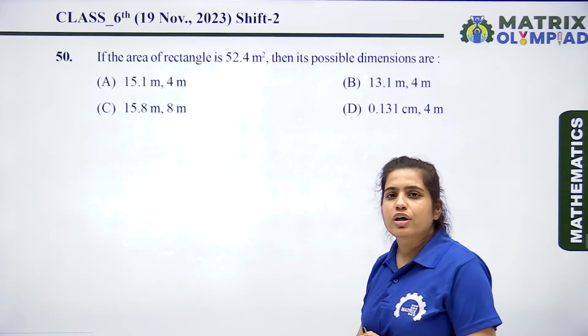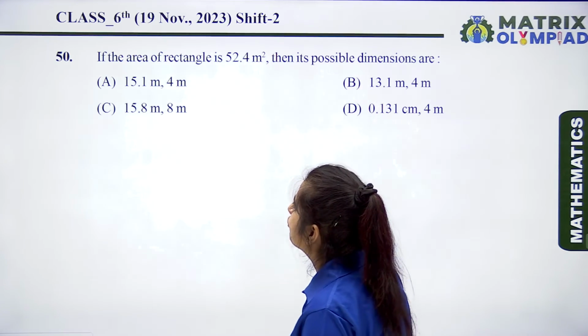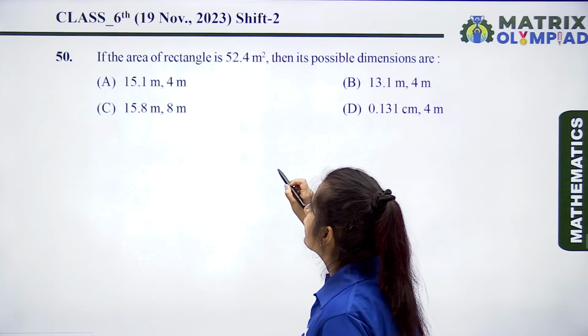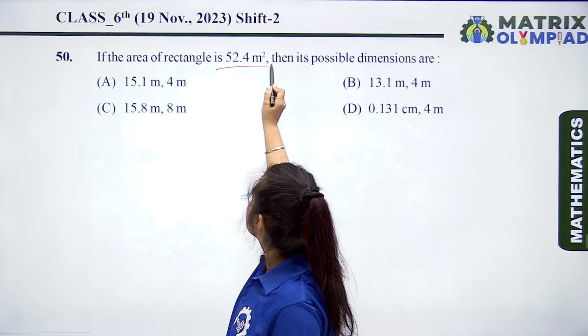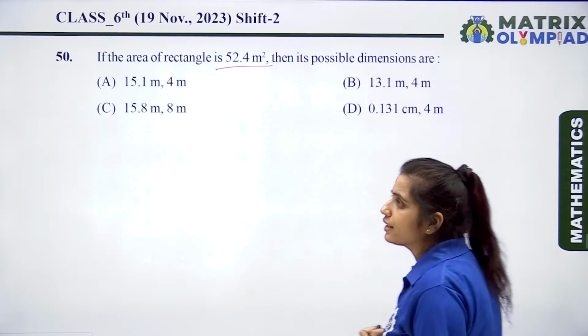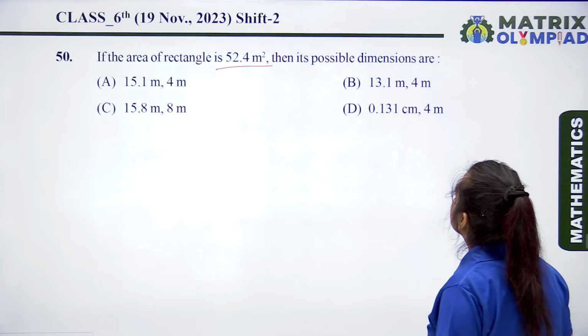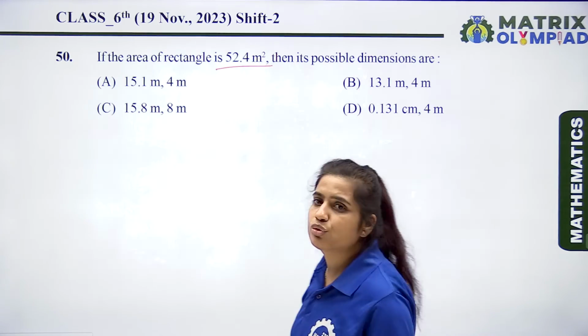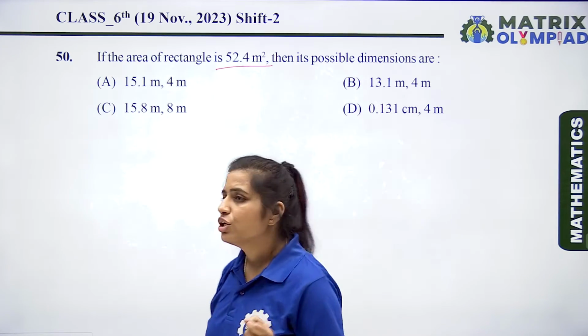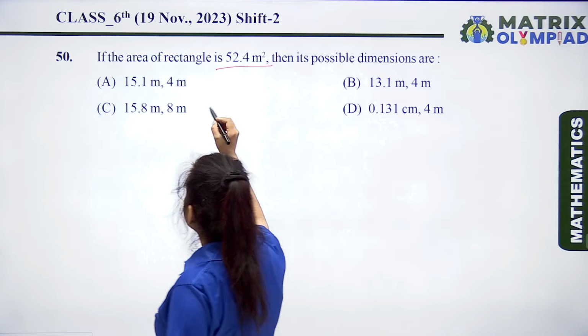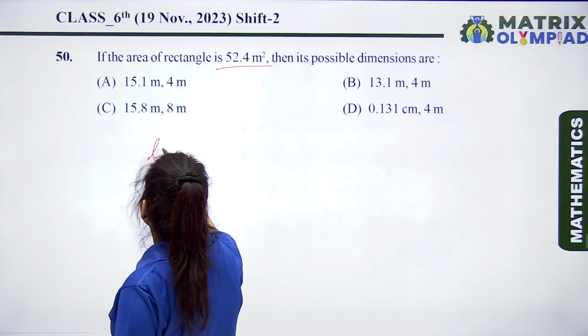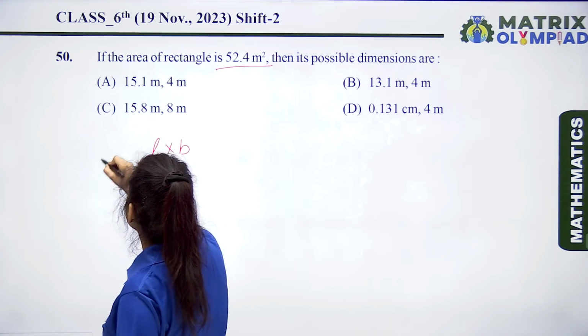Now the last question of this part, that is question number 50. If the area of a rectangle is 52.4 meter square, then its possible dimensions are. So here we have to find out the possible dimensions. So let's find out. Area of rectangle is L multiplied by B.